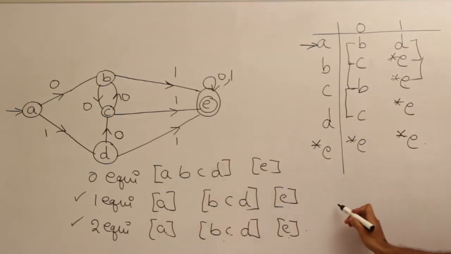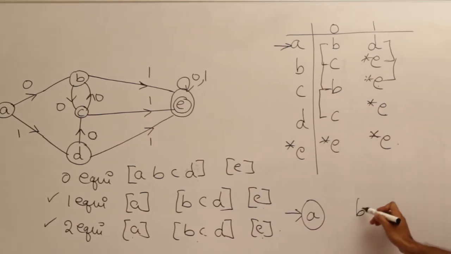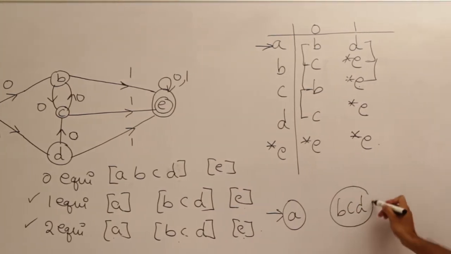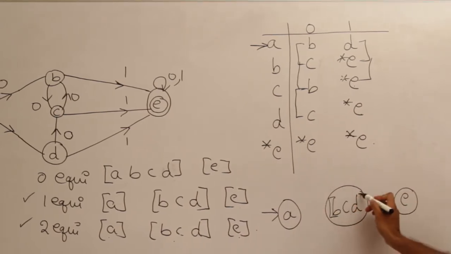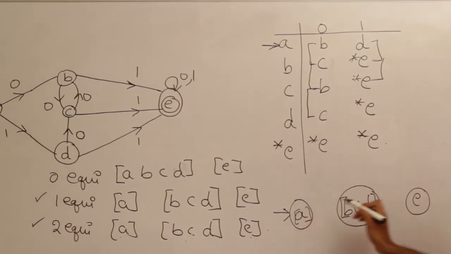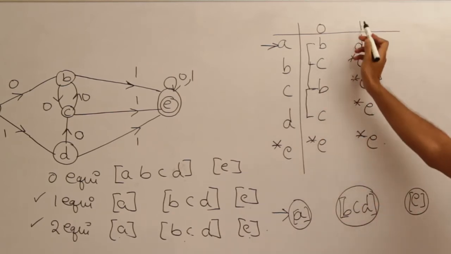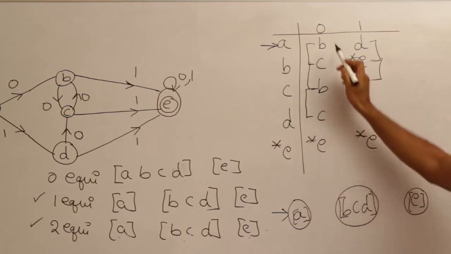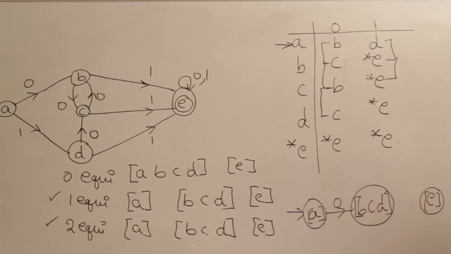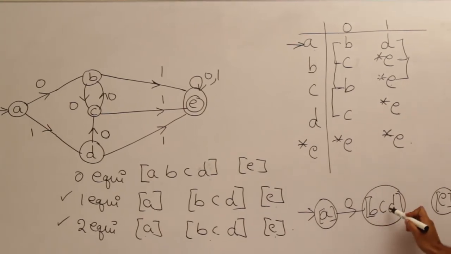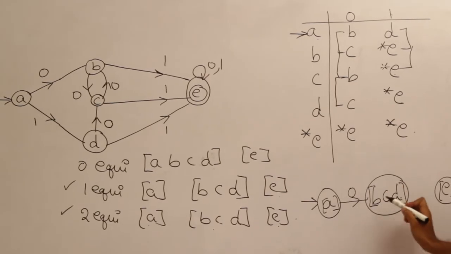So it looks like this: A, B, C, D and E. We have only three states. A is one state, B, C, D are one state, and E is one state. Now small a, on 0 or 1, it is going to B. Small a on 0 is going to B, which means on 0 I should take it to the state containing B, C, D. And on 1 it is going to D, which means it is again B, C, D.